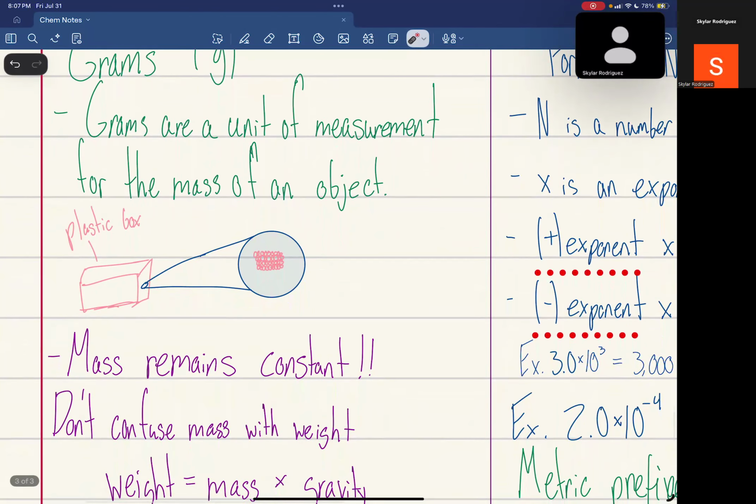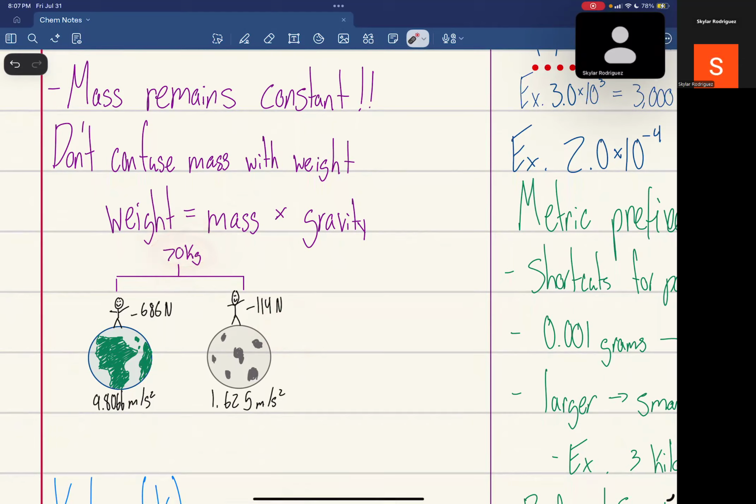Now, it's important to not confuse mass with weight. Weight is calculated using mass times gravity. So, depending on whether you are on Earth or on the moon, it will fluctuate, say from 686 newtons to 114 newtons. But you will remain the same 70 kilograms.